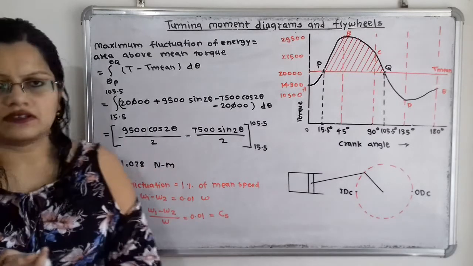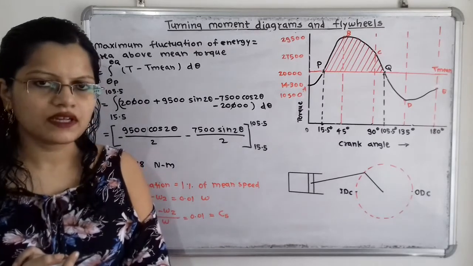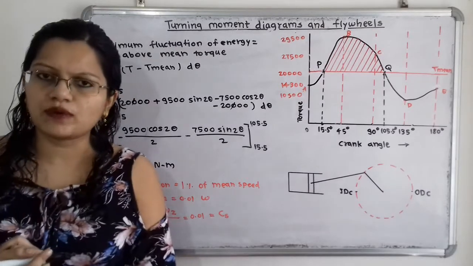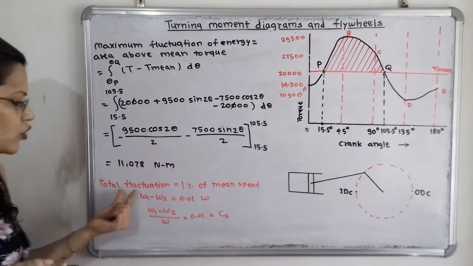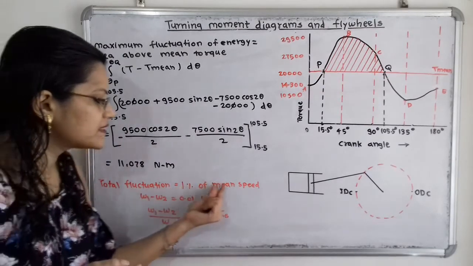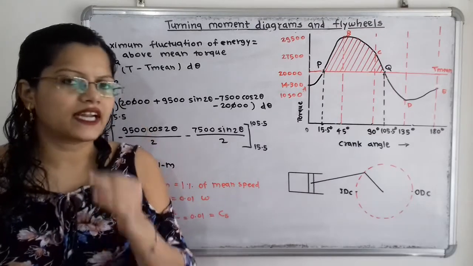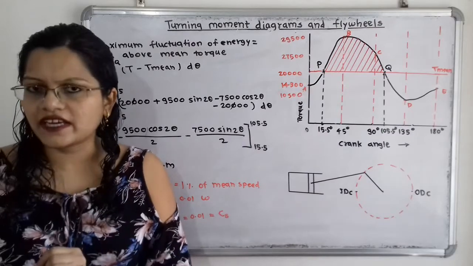11,078 Newton meter. So this is the maximum fluctuation of energy. Now we will find out what is the coefficient of fluctuation of speed. If we observe, it is given that the total fluctuation is 1% of the mean speed. So 1% means 1 by 100, and that is equal to 0.01. And mean speed we will consider here as omega.